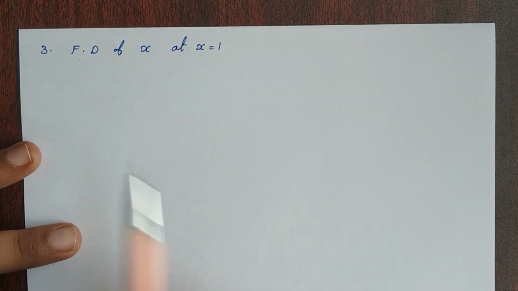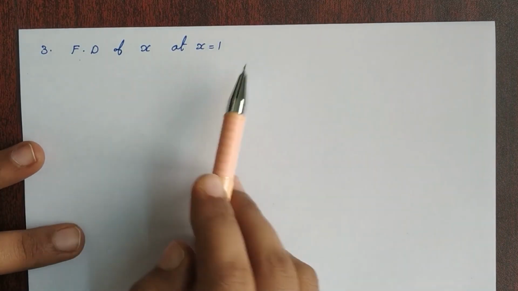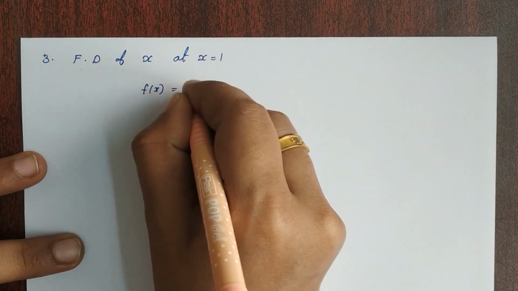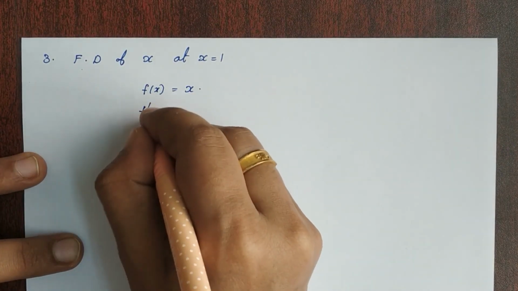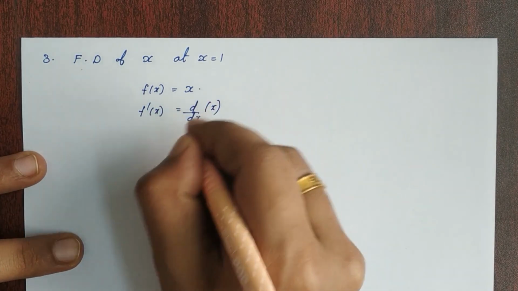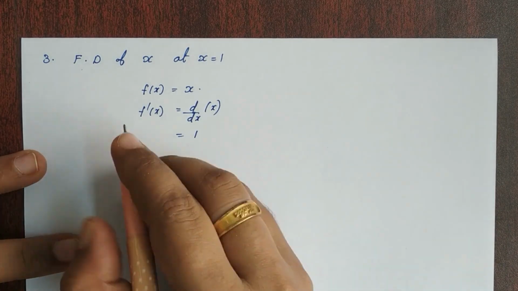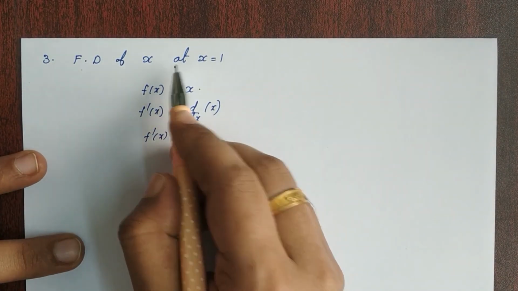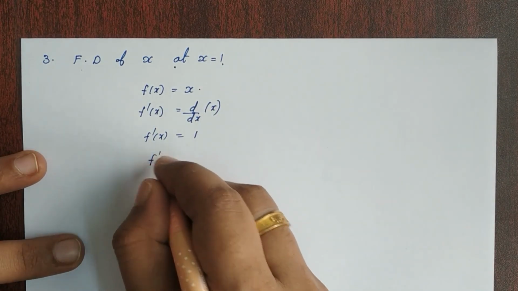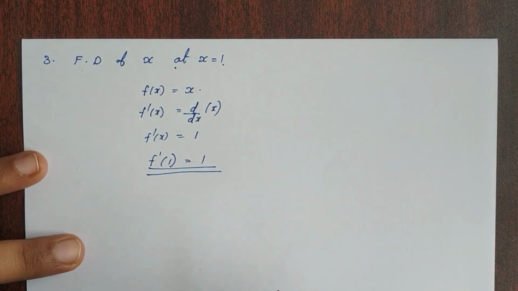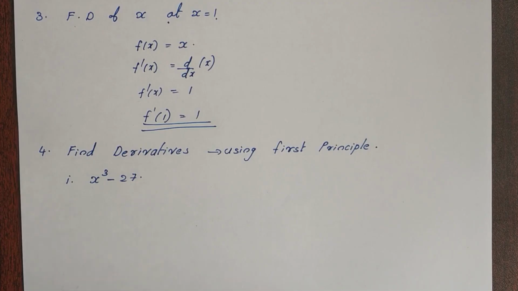Next question: find the derivative of x at x is equal to 1. Here f of x is x, then f dash x is d by dx of x, and d by dx of x is 1. What we need to find is the derivative at x is equal to 1, so f dash of 1 is 1. That is the problem.